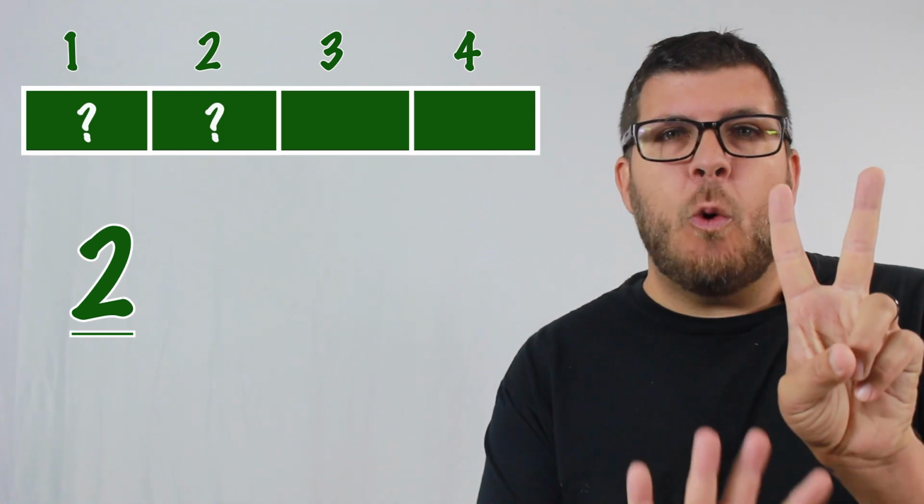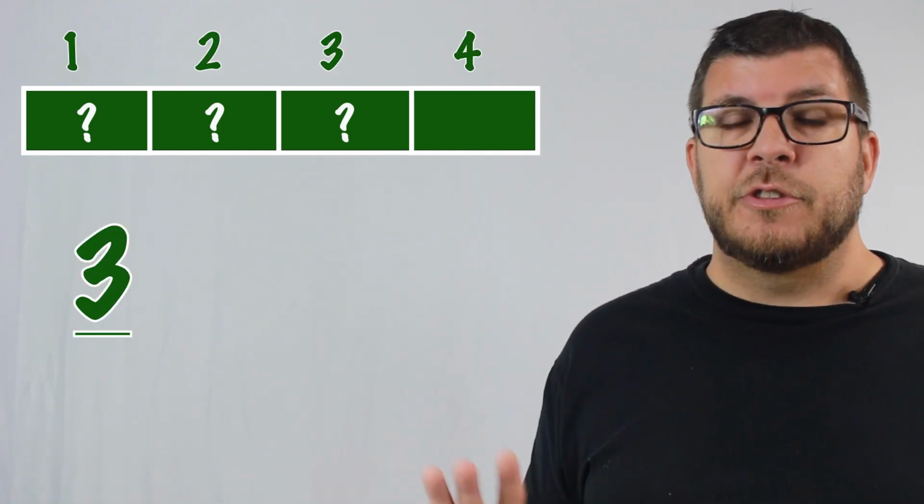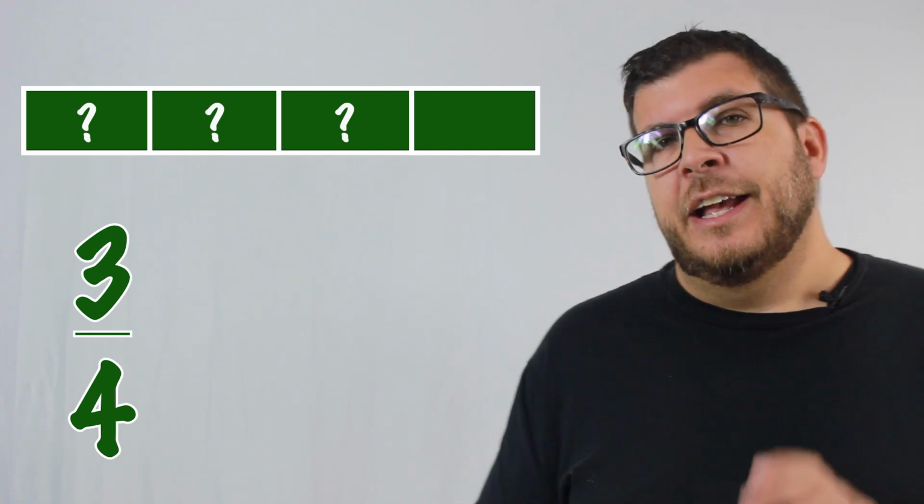Now, what about the first 2 pieces? If I'm looking at the first 2 pieces, what fraction would that be? I'm talking about 2 pieces out of 4, so it's going to be 2 over 4. What about the first 3 pieces? I'm talking about 1, 2, 3, so the numerator is going to be 3 over 4. 3 out of 4. 3/4.